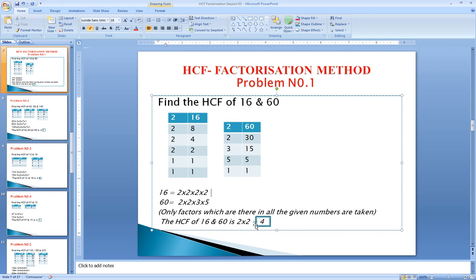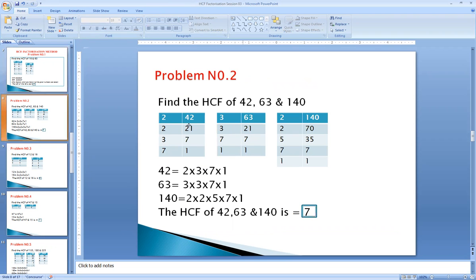Therefore the HCF is 2 into 2, which is 4. The HCF of 16 and 60 is 4. So that is the answer. Let us see the second question.